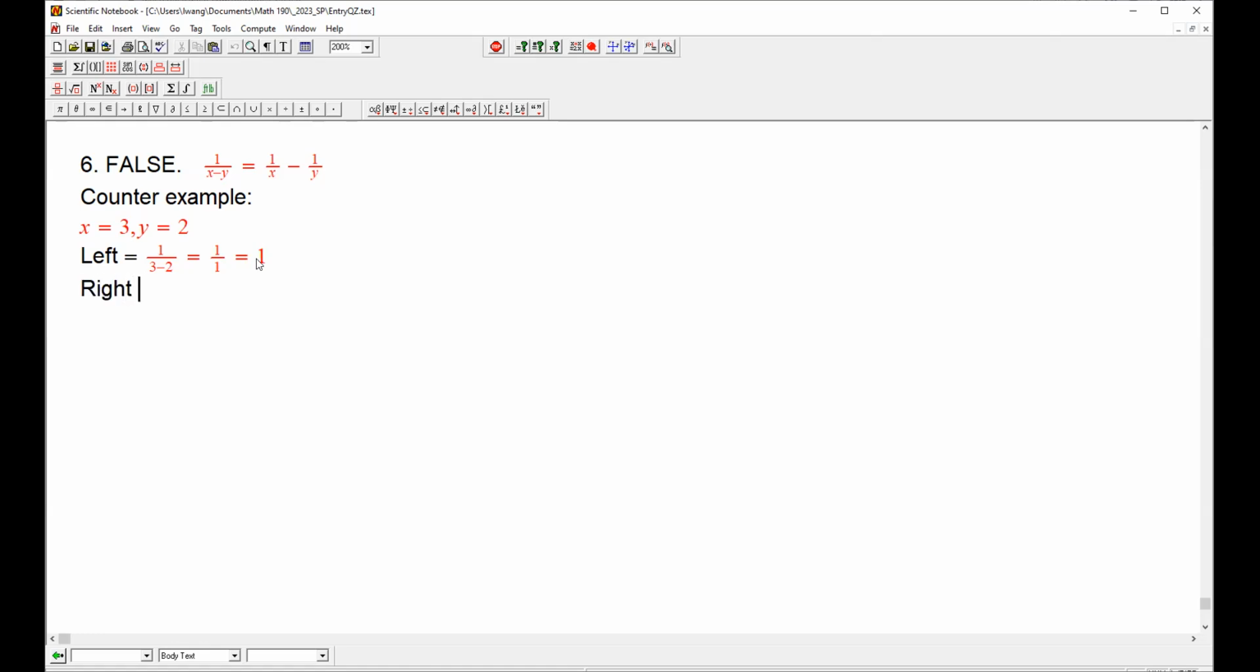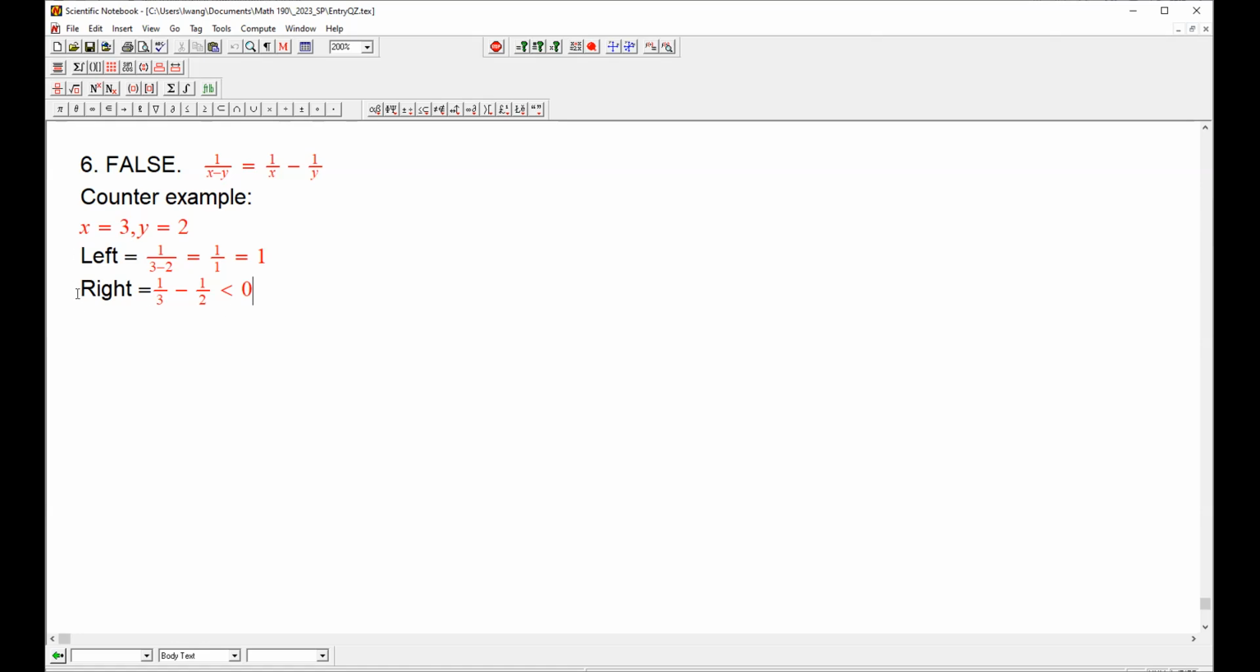The right-hand side is 1 over 3 minus 1 over 2. Well, you can do some operation, but you don't have to, because 1/3 is smaller than 1/2. This number is going to be negative. A negative number certainly is not going to equal 1, right? So that's one perspective. You have already demonstrated it's not.